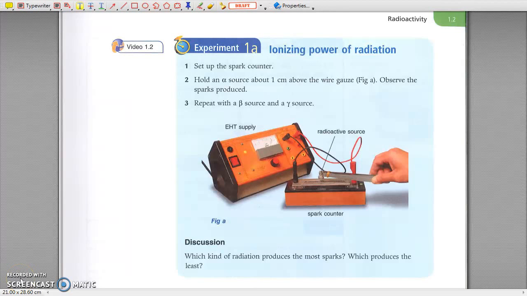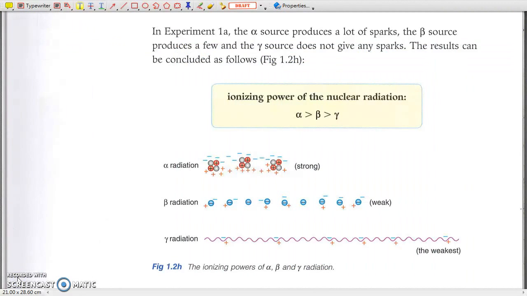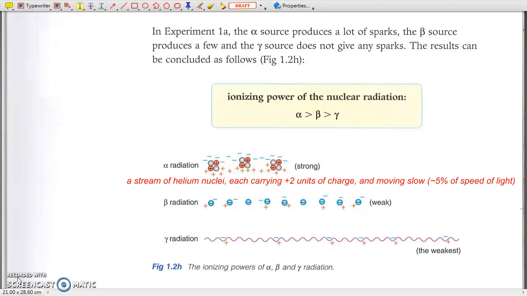From the experiment, we can see that the ionizing power of alpha is the strongest, followed by beta, and gamma is the weakest. Alpha radiation is a stream of helium nuclei, each carrying positive 2 units of charge. The charge is largest in the 3 main types, and alpha particles also move slowly. These 2 factors explain its strong ionizing power.